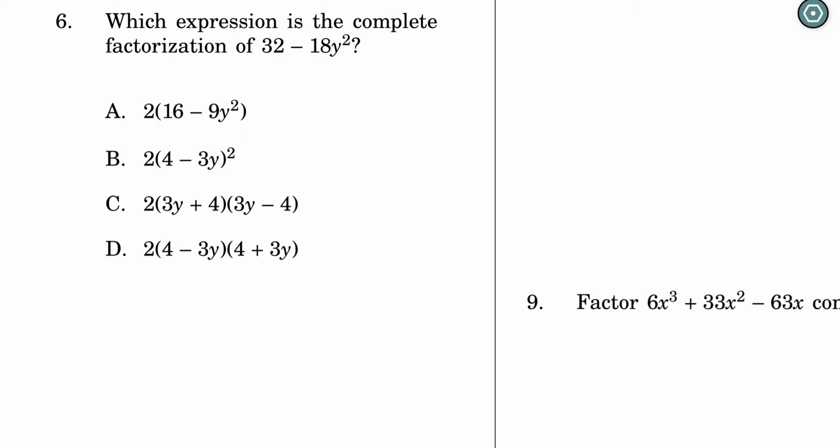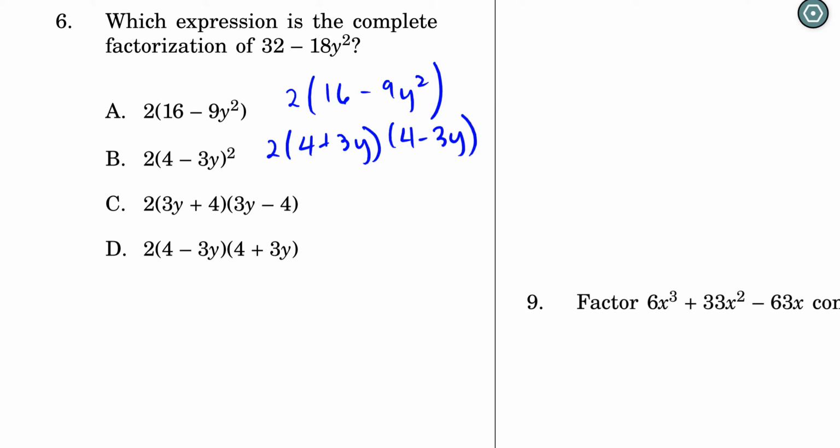Number 6 is a pretty straightforward question. We have a GCF of 2, leaving us with 16 minus 9y squared. That's a choice, but not done, because I can factor that. That's a difference of two squares. 16 and 9 are perfect squares. So I have 4 plus 3y and 4 minus 3y.